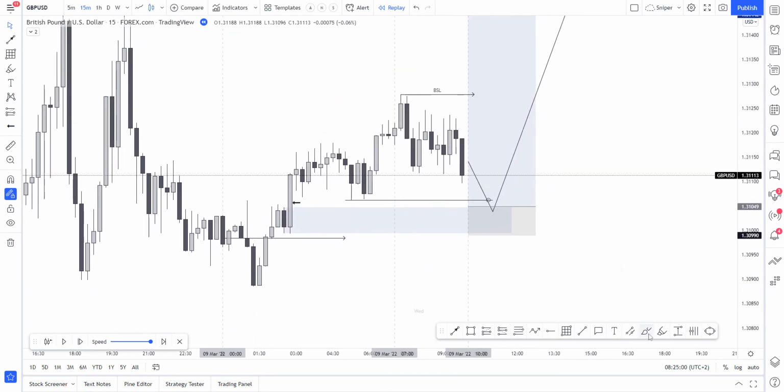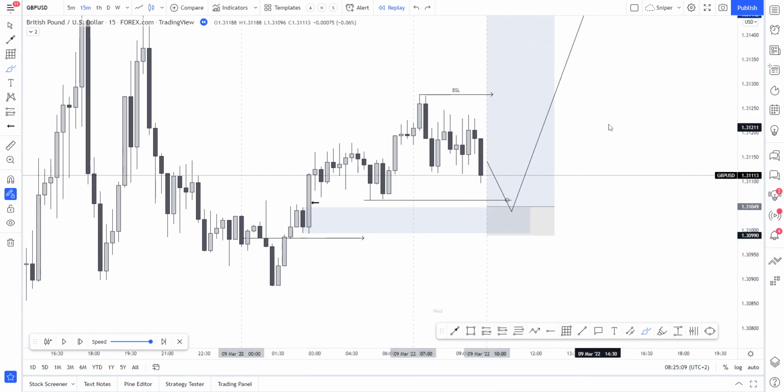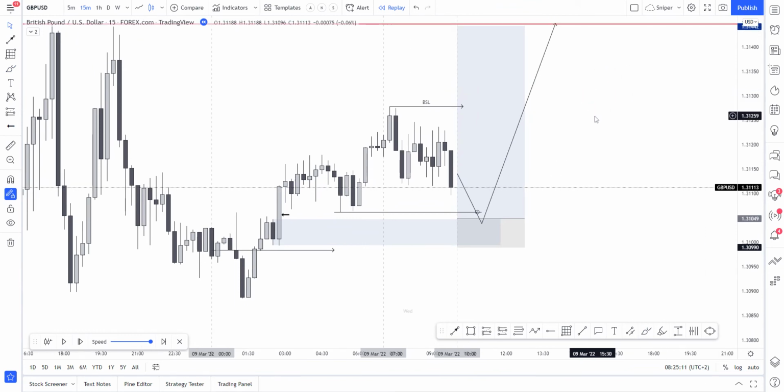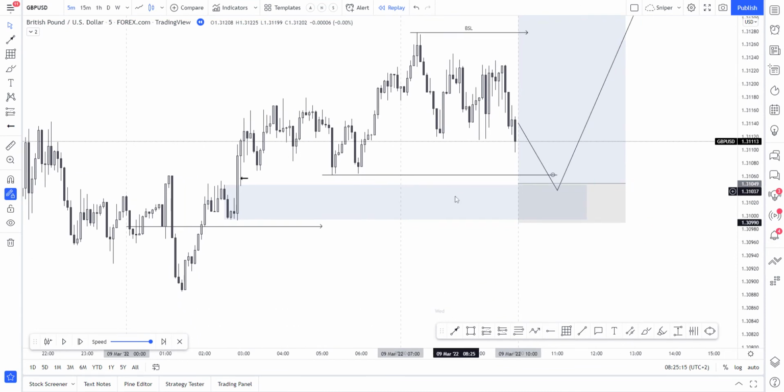So on this time frame, on the 15-minute, you can also see this trending market. So we're just trying to get in at a new higher low for price to then see price continue further towards the upside. So let's have a quick look at the 5-minute. The 5-minute was relatively similar.